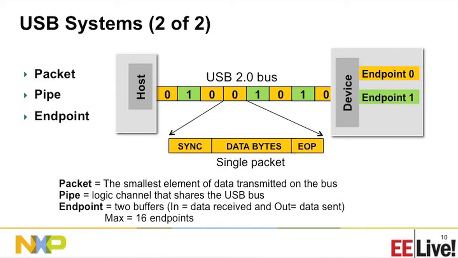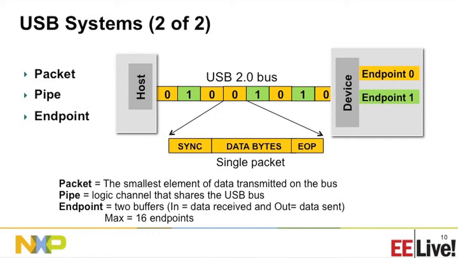Each individual 0 or 1 block is in fact a packet. The packets don't have to be sequential on the different paths. It depends on the priority. Each packet has three fields: the sync field, data bits, and end of packet.